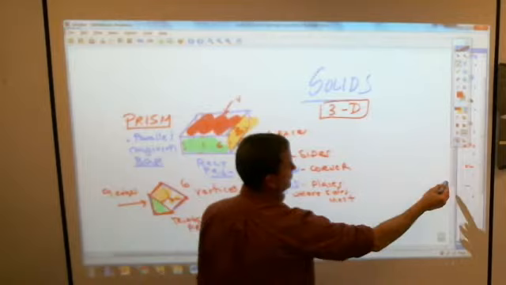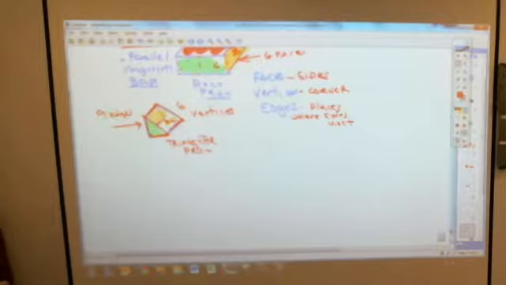Could we do that? Absolutely. Notice not every shape on an octagonal prism is an octagon. Only the bases, the top and the bottom. Uh-oh, Ella? Why is it called an octagonal prism? Like, why isn't it just an octagon prism?